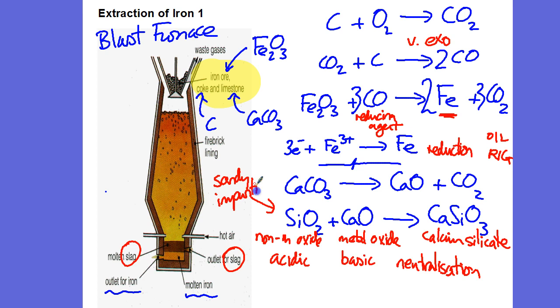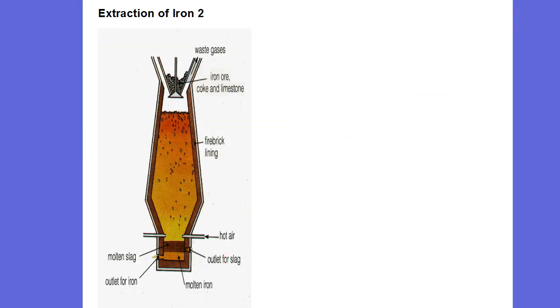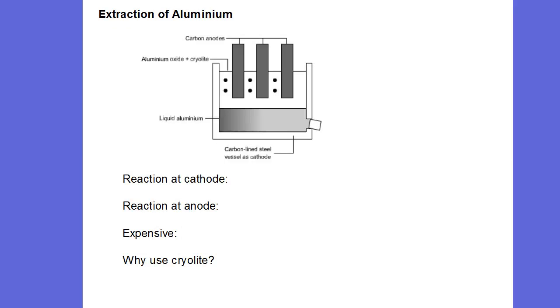Now the blast furnace is very frequently talked about on exams. The other metal extraction which is frequently referred to is the extraction of aluminium. Now aluminium can't be displaced from aluminium oxide by carbon.